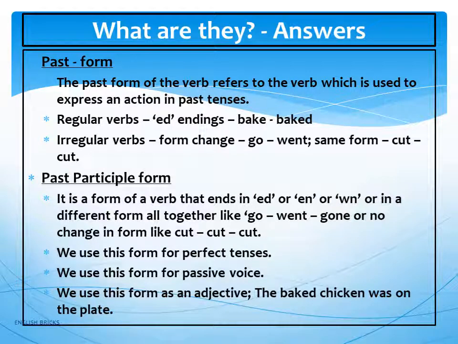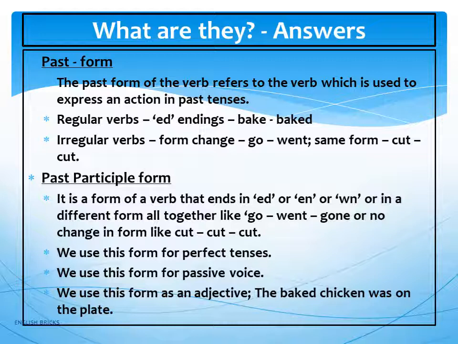So what are the past form and the past participle form? The past form of the verb refers to the verb which is used to express an action in the past tense. We have the present tense, past tense and the future tense. So we use the past form to talk about a verb and its usage in the past tense, right? For regular verbs we use ed endings, bake and baked, ed. Irregular verbs, the form changes, like go, went, or sometimes the same form, cut. But we'll learn more about irregular verbs in the next video. For now, that's just a glimpse.